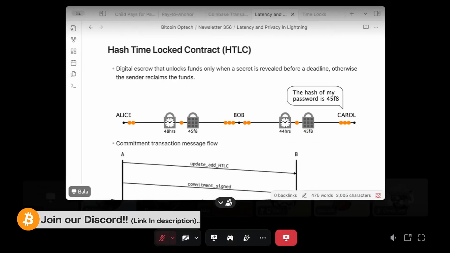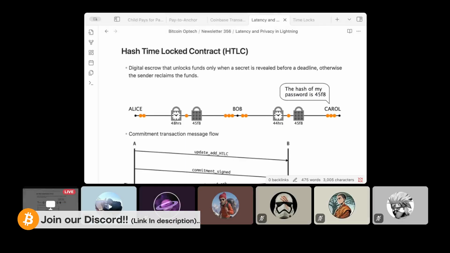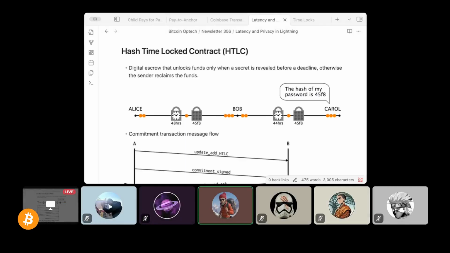So I have picked four items from the newsletter, which we will go through in detail to understand the news item and the larger context around it. The first one is about latency and privacy in Lightning.